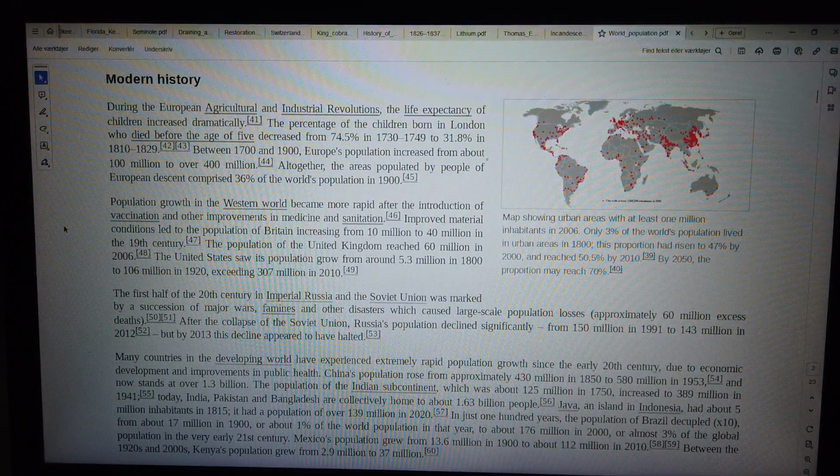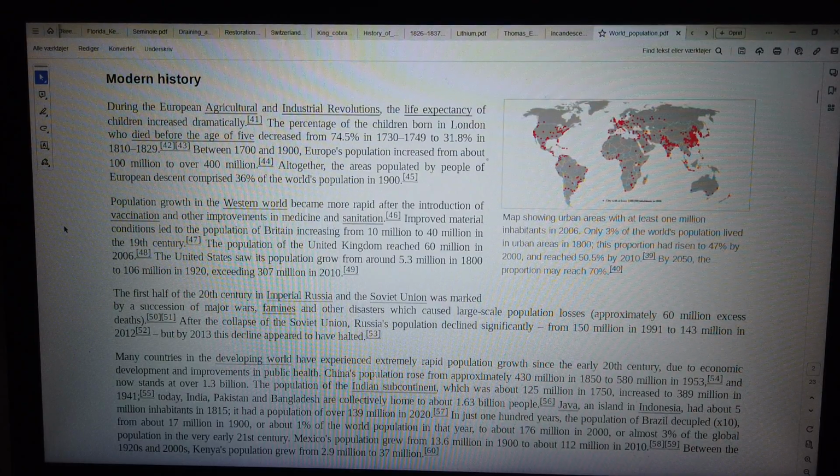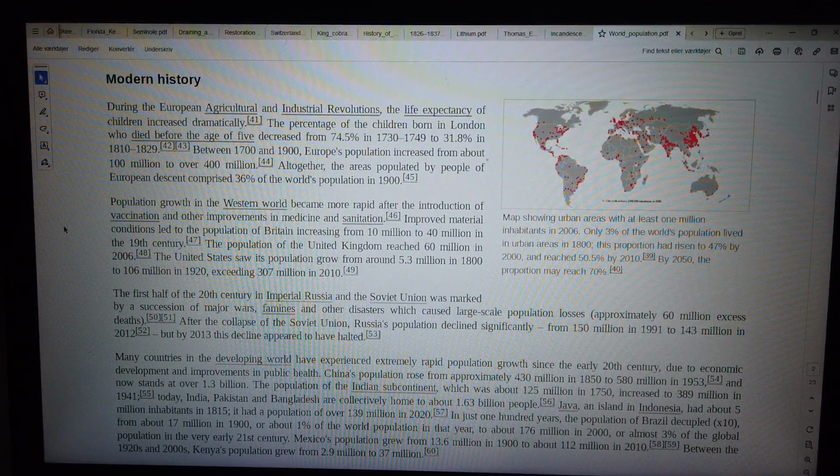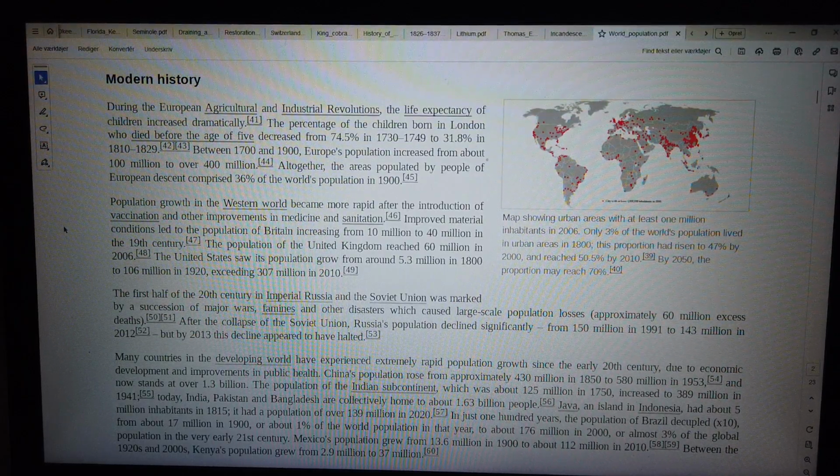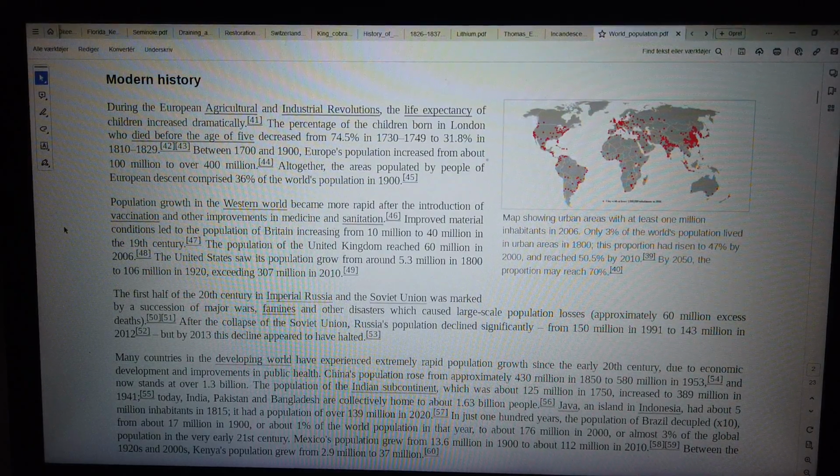Altogether, the areas populated by people of European descent comprised 36% of the world's population in 1900. Population growth in the Western world became more rapid after the introduction of vaccination and other improvements in medicine and sanitation. Improved material conditions led to the population of Britain increasing from 10 million to 40 million in the 19th century. The population of the United Kingdom reached 60 million in 2006.